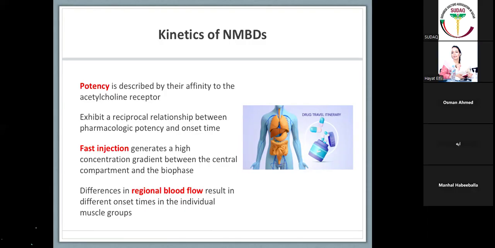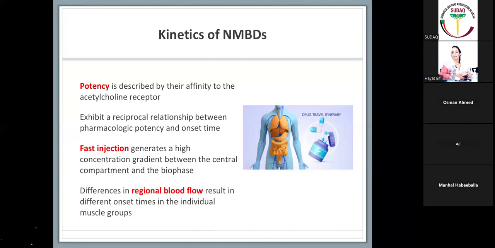then the concentration gradient between the central compartment and the effector side will be high. This results in faster delivery of the drug to the receptor, and it will reduce the onset time. And vice versa is true. A drug which has a high potency, we usually give in a small dose, so the transfer between the central compartment and the neuromuscular junction will be slow. So it will have a slower onset time.